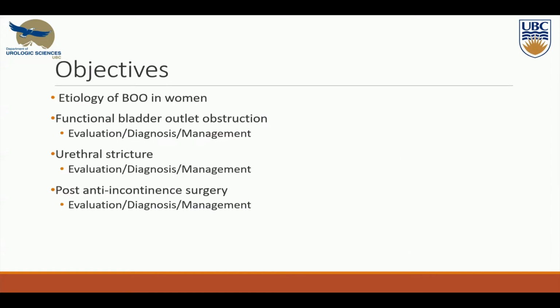So today I want to touch on female bladder outlet obstruction. Essentially, for the talk today, I want to get a brief overview of the etiology of different bladder outlet obstruction causes in women, and then specifically look at functional bladder outlet obstruction, urethral stricture disease, as well as post-anti-incontinence surgery as very different causes for bladder outlet obstruction. Specifically looking at evaluation, diagnosis, and management of these conditions.